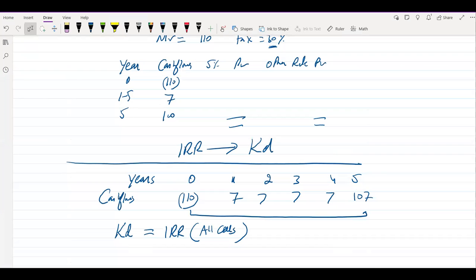Guys, give me 1 minute. Let me open the Excel file. Okay, there is a question that whenever you want to calculate the market value, always take the before-tax discount rate. We do not take tax in market value. And whenever you want to calculate the KD, always take after-tax interest. That's the rule.